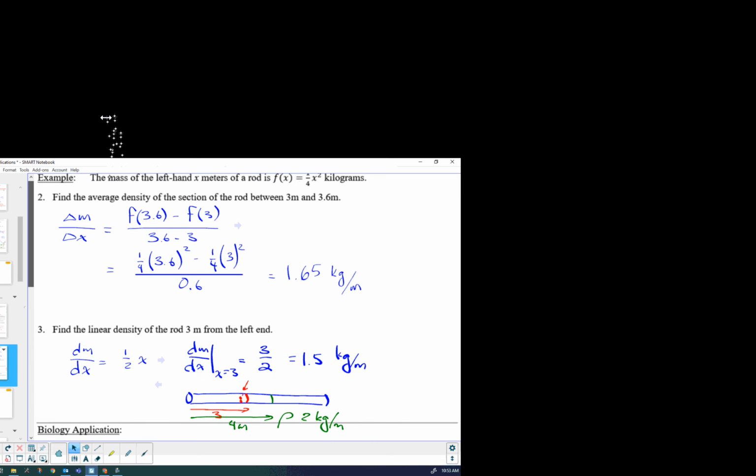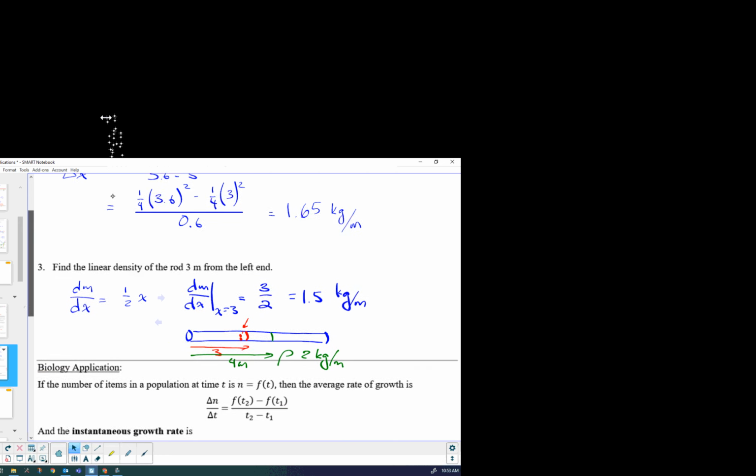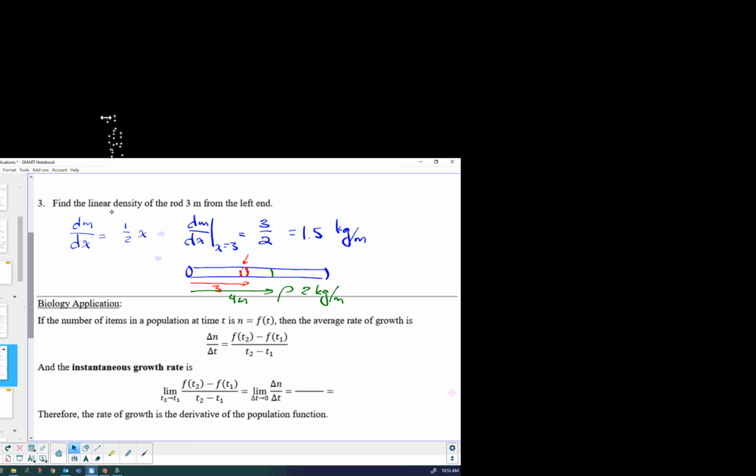Because the first part was looking for an average. So we're looking at this section of the rod. What's the average density through this whole section? Whereas in the second one, we're looking at this one point, this infinitely thin sliver, what's the density at that point? It's not average because it's at an instant, because it's infinitely thin.